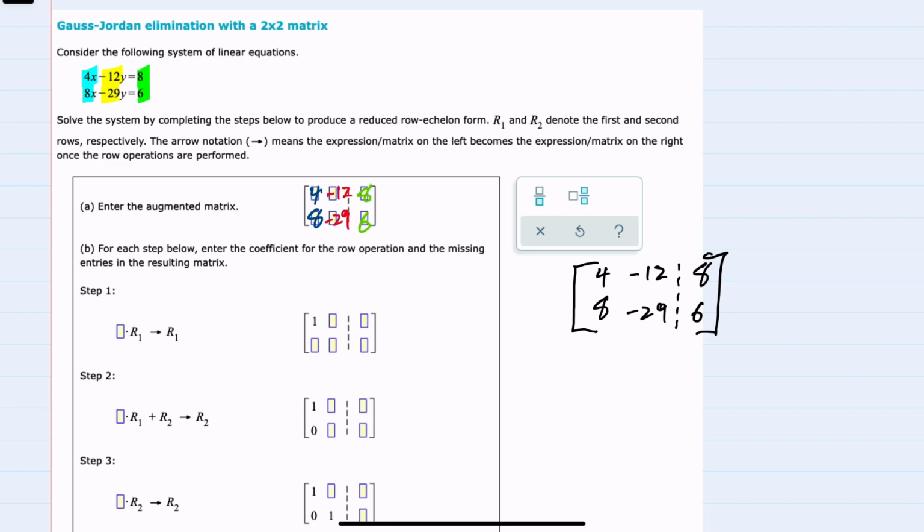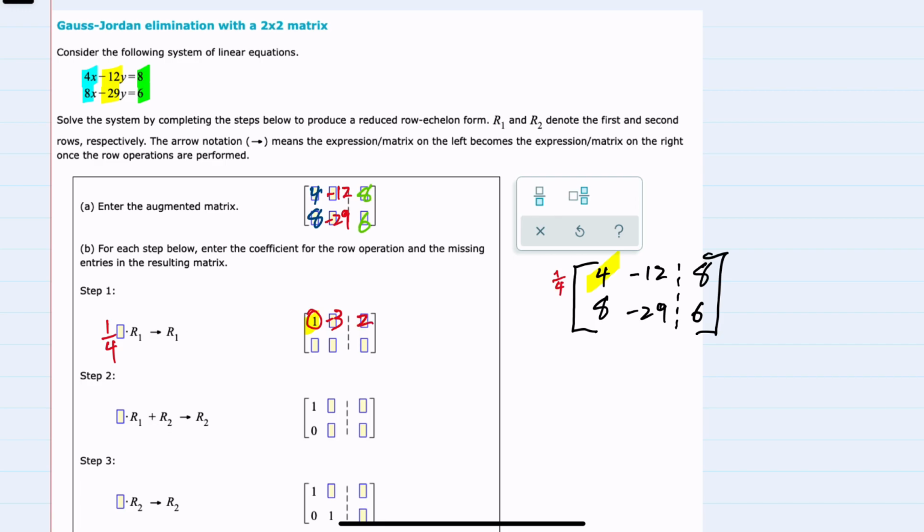We can start to go through the process of turning the left-hand portion into the identity matrix. And you can see that our first step, we want to get a 1 in that upper left-hand corner. So we want to turn this 4 into a 1 by only multiplying the row by a coefficient. And I can see here that if I multiply by 1/4 everything in row 1, then 1/4 times 4 gives us the 1. 1/4 times -12 gives us a -3. And 1/4 times 8, a 2.